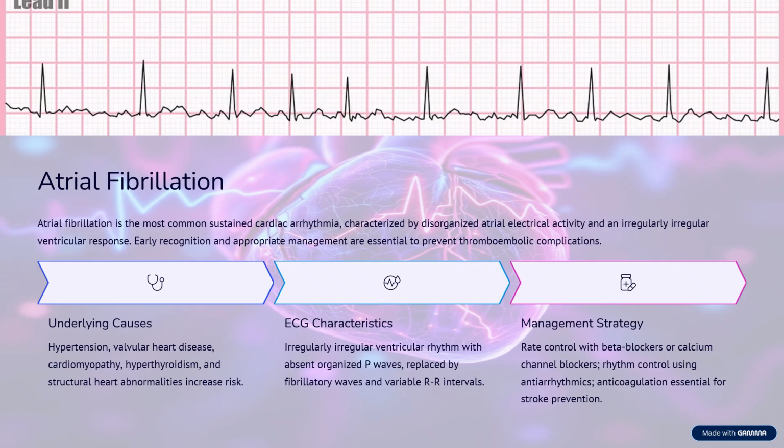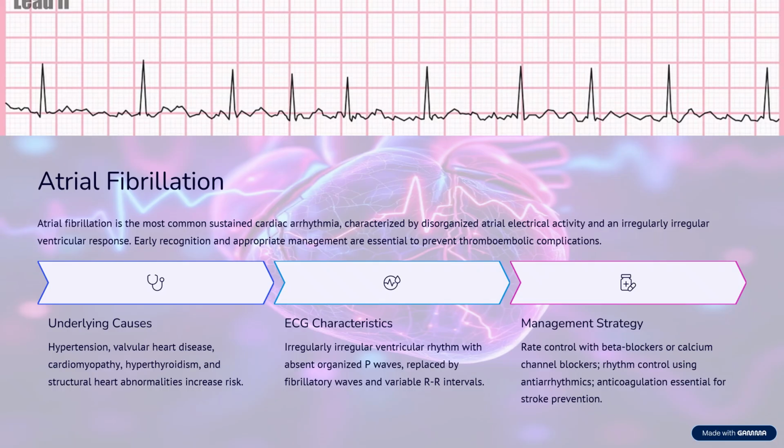Atrial rate can exceed 350 beats per minute, while the ventricular response depends on how many impulses the AV node allows through. Some patients may have a controlled rate under 100 beats per minute, while others present with rapid ventricular response, or RVR, where the heart rate exceeds 100 beats per minute.